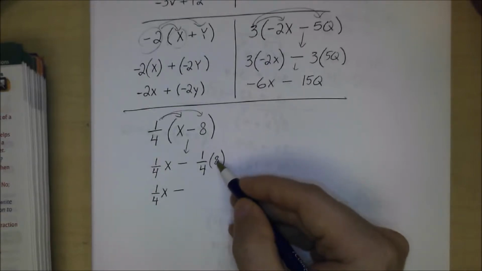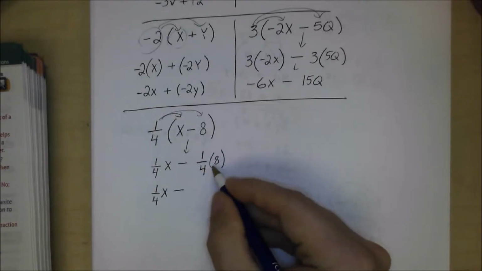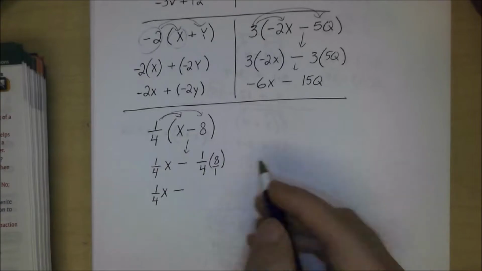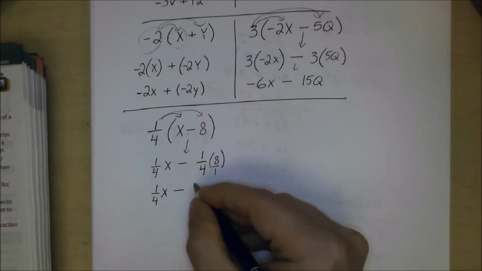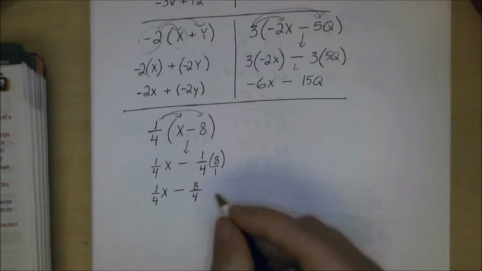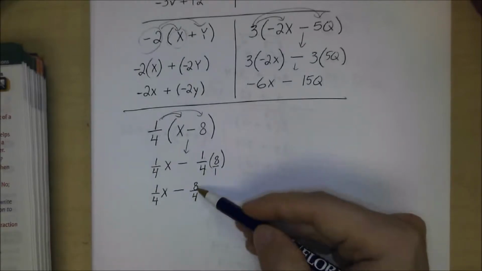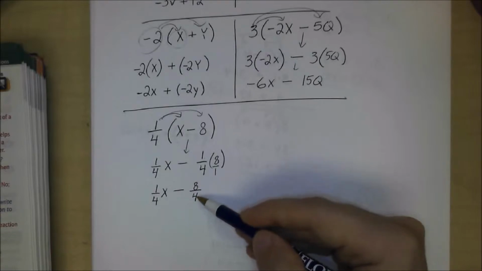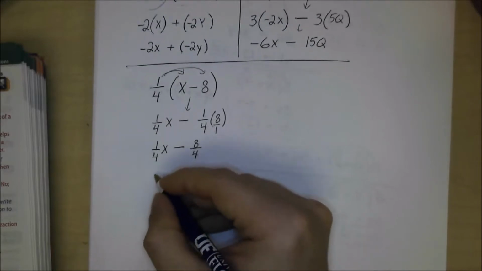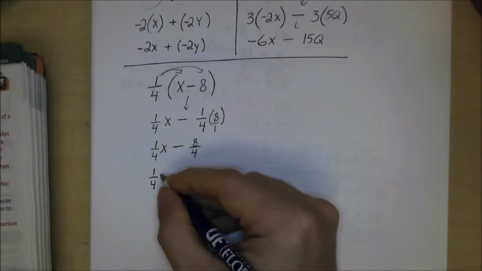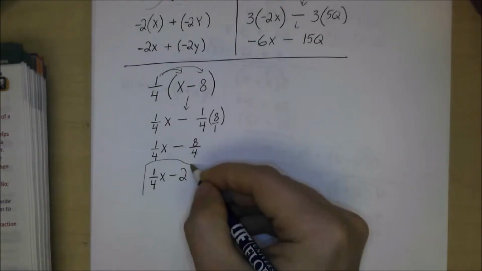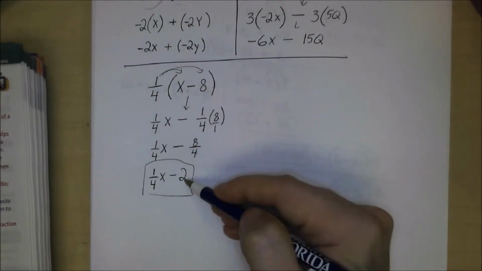This right here, if I wanted to multiply this fraction times a whole number, remember I can make that a fraction by putting it over 1. On top I have 8 times 1, which is 8. On bottom I have 4 times 1, which is 4. So now I can still simplify this. 8 divided by 4 is 2. So I can rewrite this as 1/4 x minus 2. So look how we went from that to that.